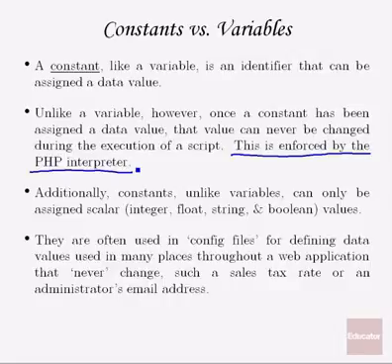One other difference between constants and variables is that variables can be used to hold any PHP data type. Arrays, the scalar data types, a special data type like null. However, constants can only be assigned scalar data types, which, as we know, is integer, float, string, and Boolean. So it can only be one of those four data types.